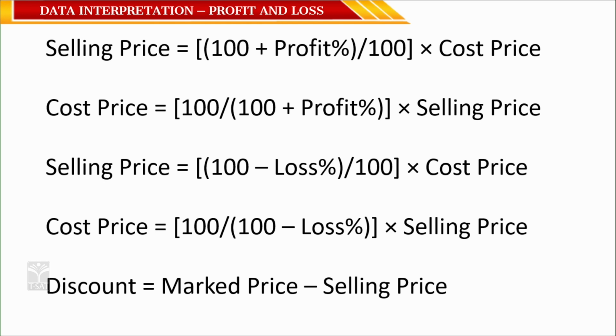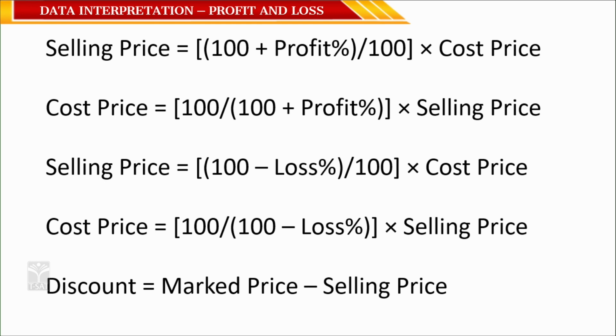Okay. So, it is a fast recall of these formulas. Once again I will give this information. The selling price, when you know the profit percentage, means 100 plus profit percentage by 100 into cost price. The cost price is equal to 100 by 100 plus profit percentage into selling price, and selling price is equal to 100 minus loss percentage by 100 into cost price.